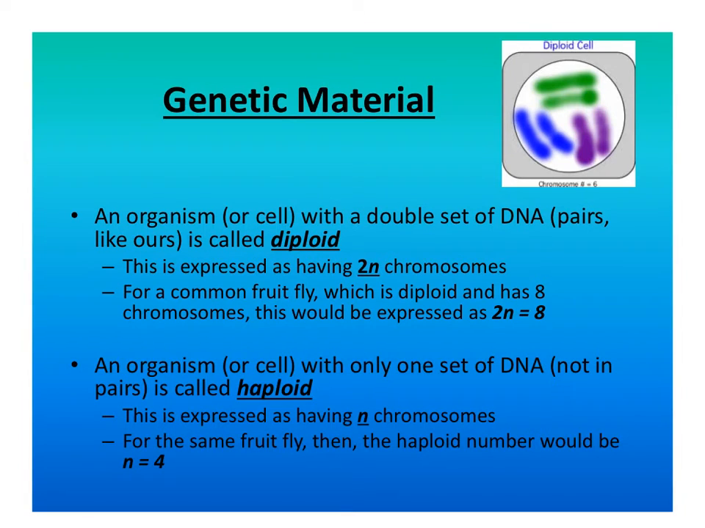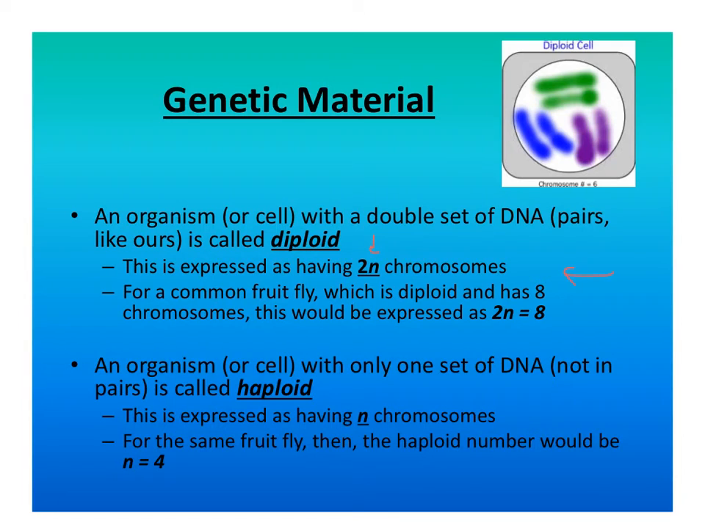For a fruit fly, like it says here on this slide, fruit flies are also diploid organisms. They only have 8 chromosomes. So for them, 2N equals 8. And the reason we write it this way is because we have a double set. So 2 times some number will give you your diploid number.